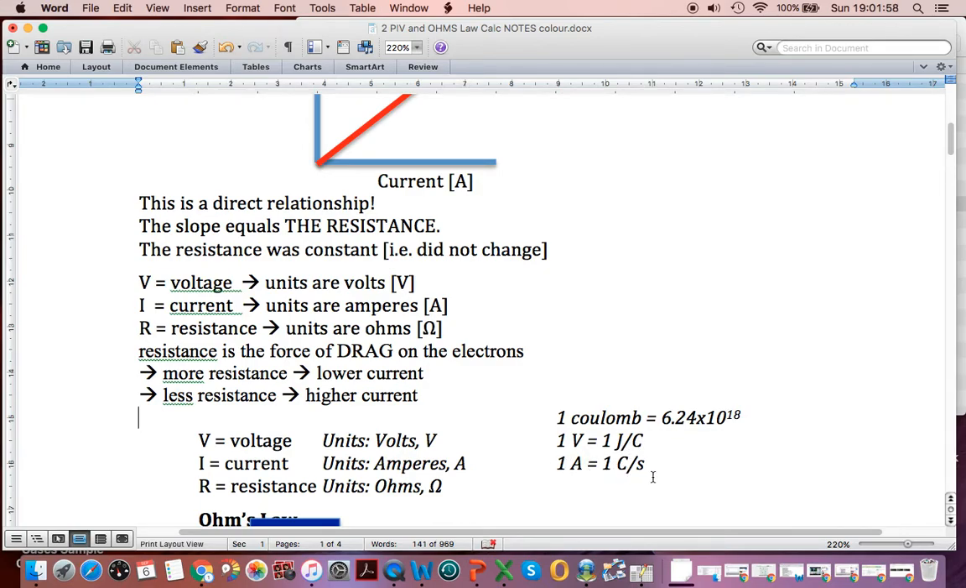Ampere is the flow rate, that's why it's per time in seconds. And 1 ampere would be 1 coulomb per second. 2 amperes would be 2 coulombs flowing per second.